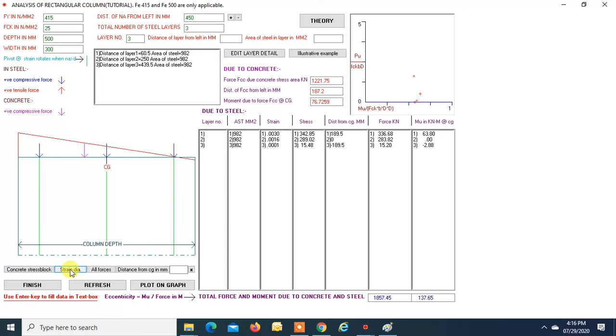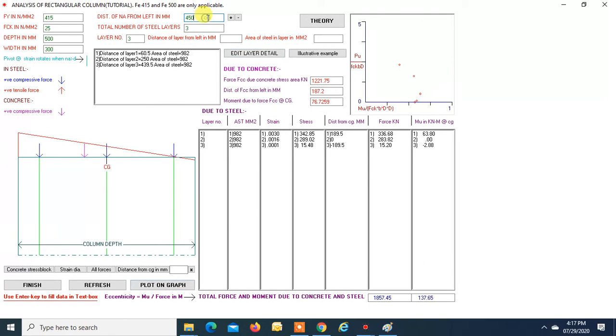We can see the strain diagram. Now all the steel layers are under compression because the neutral axis is beyond that, right? And we get Pu equal to 187.45, and Mu 137.65. Okay. So the calculation of stress strain remains the same as long as the neutral axis is within the cross section. Okay. So let us plot the point on the graph. Okay. So this is the point.